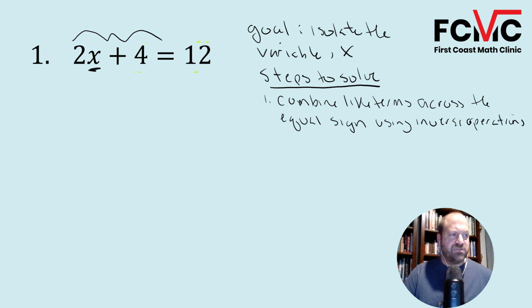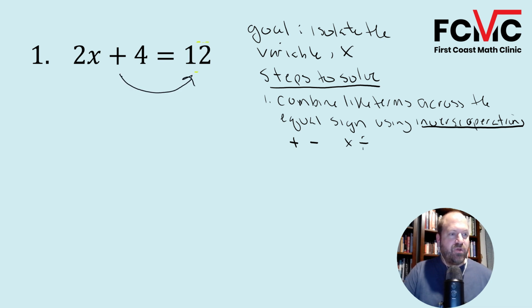Using inverse operations. Now, in the previous video I made on one-step equations, we talked about inverse operations. We said inverse operations are operations that undo each other. So think about addition and subtraction or multiplication and division. Those are operations that undo each other, right? So we want to combine our like terms across the equal sign using inverse operations. And if our goal is to get the x by itself, we should be moving our terms from the left side to the right side.